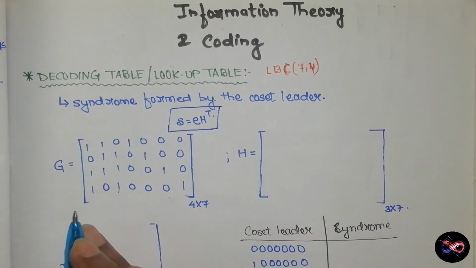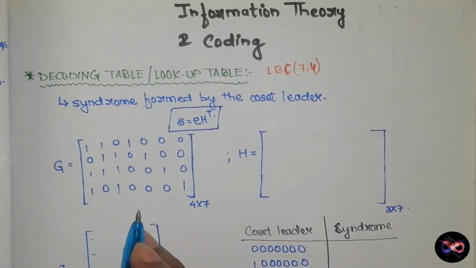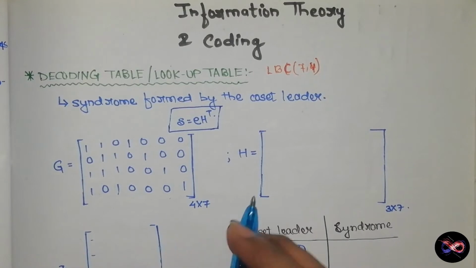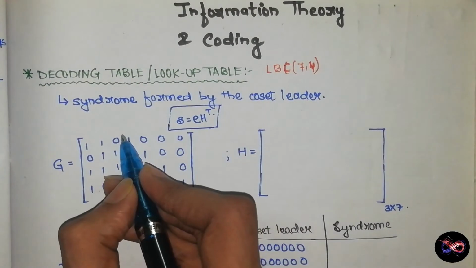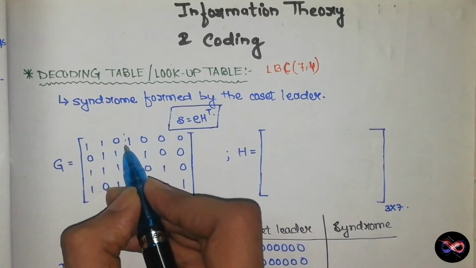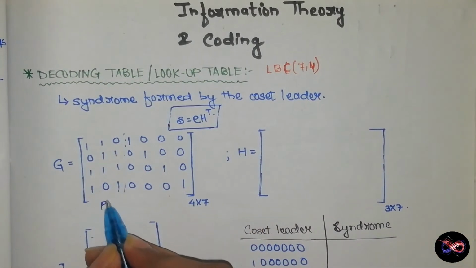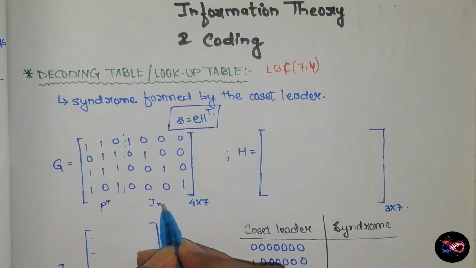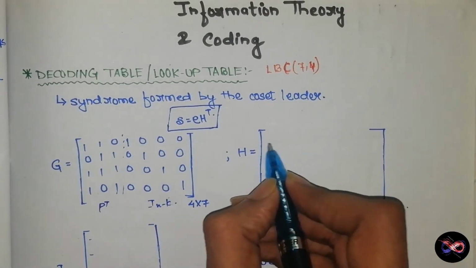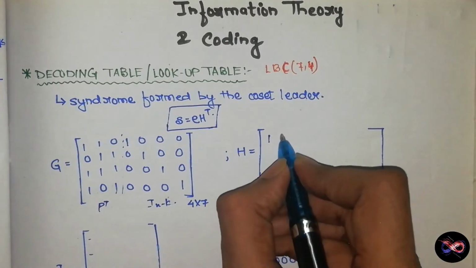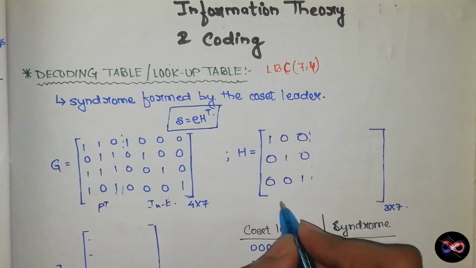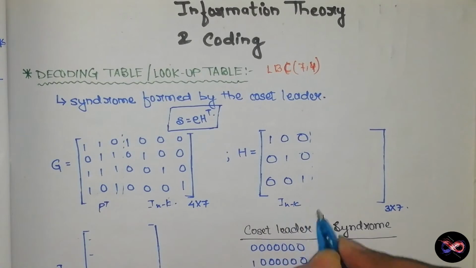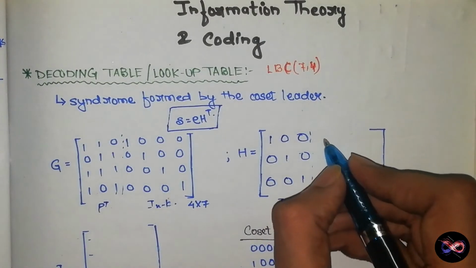Now we will apply that idea here. The generator matrix G is given, and we can easily find the value of H, that is, the parity check matrix. So we will find the value of H first. This will be the parity bits and this will be the identity bits, first, and after that there will be the parity bits in transpose form.